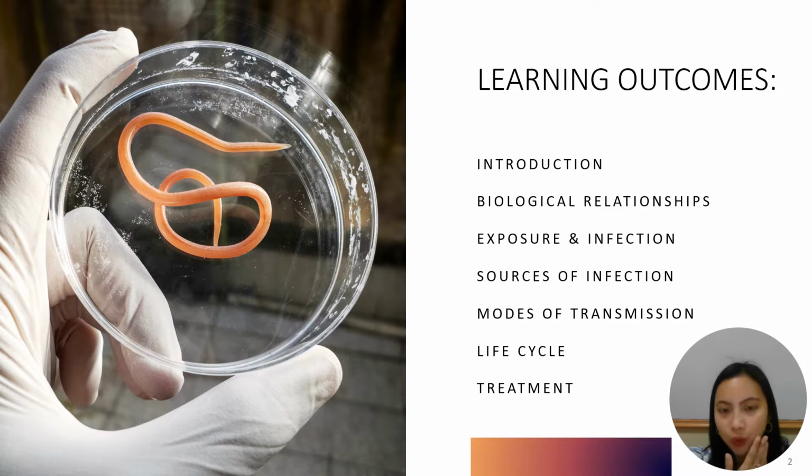You will also know the biological relationships between the host. Later on, we will be explaining what a host is, and also we'll be defining what a parasite will be. The different types of exposure and infection. So how is the disease transmitted from parasite to humans or to its host? Also, what are the sources of infection? The different modes of transmission, the life cycle of the parasite.